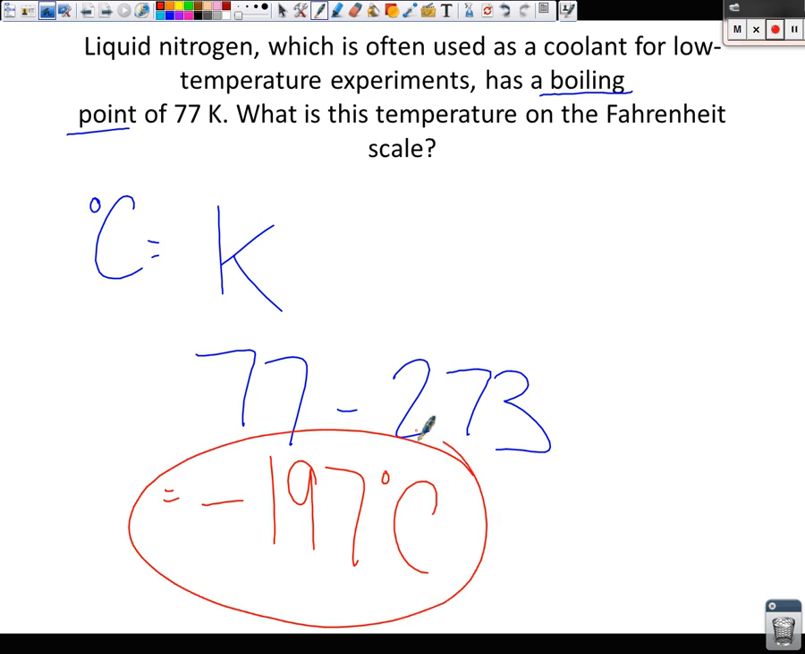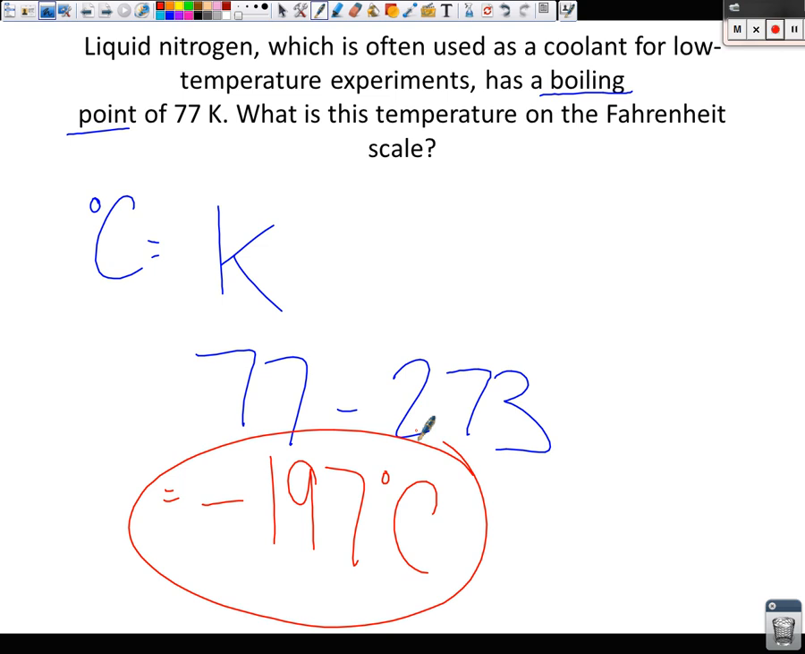Negative 197. Okay. All right, so we've got negative 197 degrees. Kelvins can never be negative, yes. Okay. Now, here's the crazy part. We kind of have a little understanding of Celsius. Very basic, but we have a small one. If I asked you this question, what is the boiling point of water in Celsius? 100. Now, this just said that liquid nitrogen does what at negative 197?